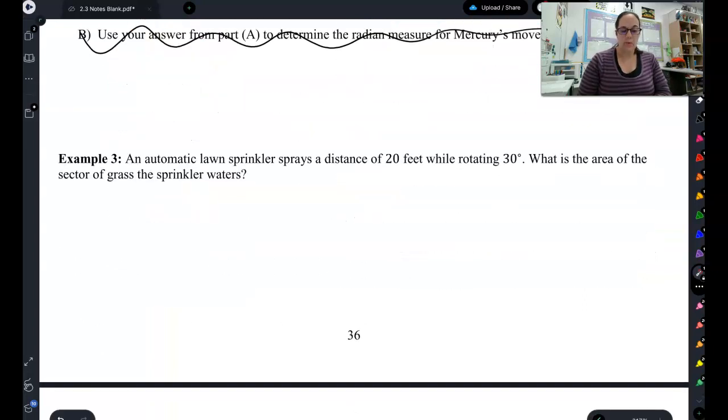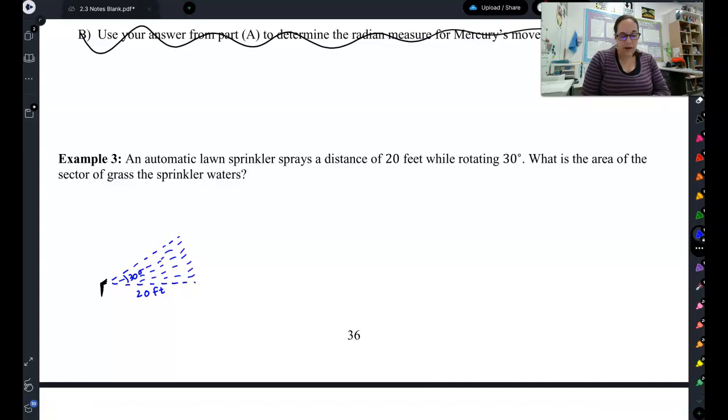Let's do one more example with this. In example 3, I have a lawn sprinkler. This lawn sprinkler is spraying a distance of 20 feet while rotating 30 degrees. So it's watering this whole piece of grass. We want to know what is the area of the sector of grass that this sprinkler waters. So now you can see I am now dealing with a pizza slice. I'm dealing with area. So that's going to be this equation.